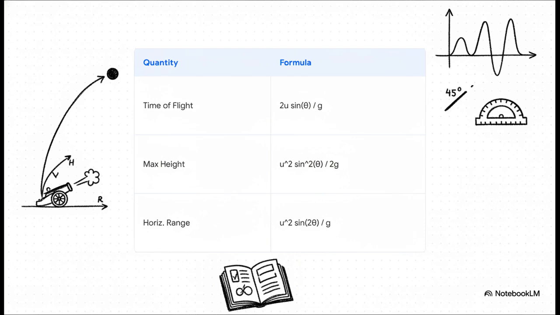Oh, and here is a fantastic mathematical trick to keep in your back pocket. Notice how the formula for horizontal range features a sine 2 theta? Mathematically, the sine function maxes out and reaches its absolute peak when the angle inside it is exactly 90 degrees. Therefore, to get the absolute maximum horizontal range for your projectile on level ground, you want 2 theta to equal 90 degrees. Divide that by 2, and boom! It means your launch angle theta must be exactly 45 degrees.